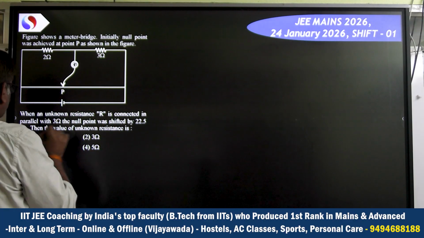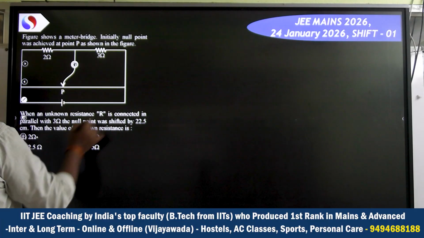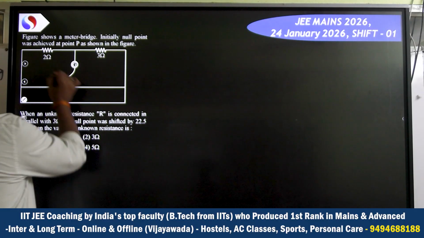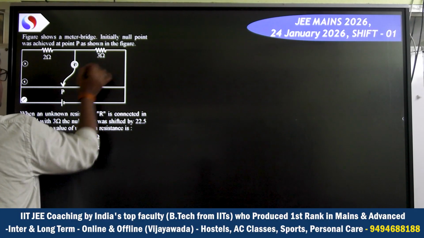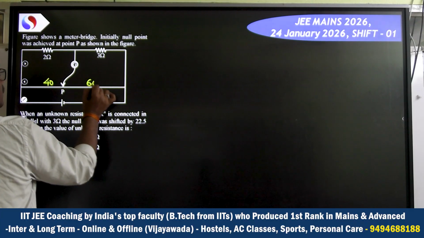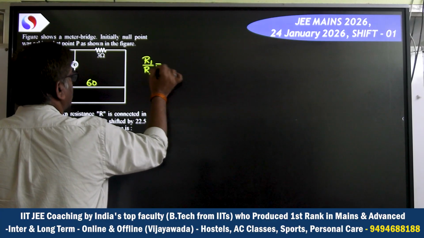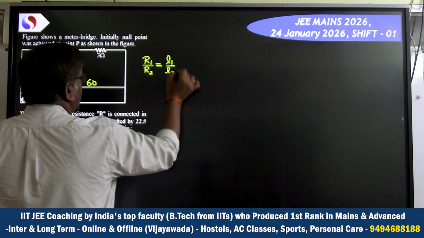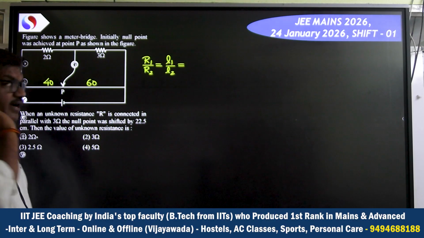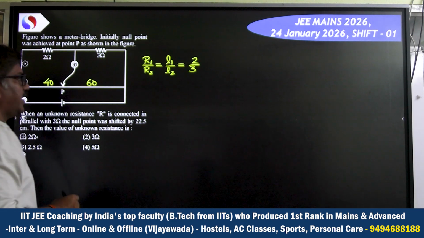Now, here you need to know that if this is 2 and this is 3, then this is in the ratio of 40:60. All right, because you know that R1 by R2 equals L1 by L2. And this is a meter bridge, so the total length is 100. So it is in the ratio of 2:3, that means it is 40 and 60.